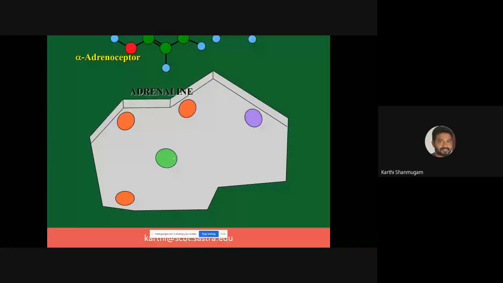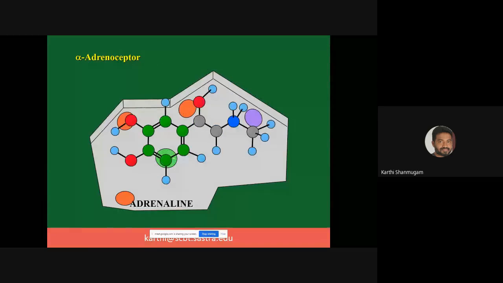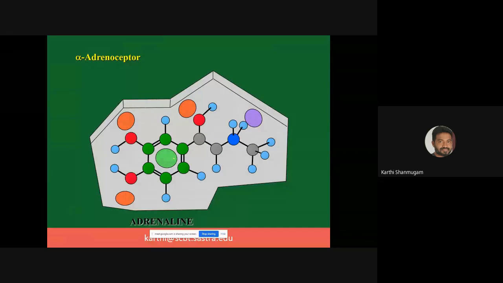Are you able to see it? Can we say adrenaline is well fitted inside the alpha receptor? Can we say it has shape complementarity with the binding site architecture of the alpha receptor? Yes or no? Is it having binding complementarity? Because in the previous slide I showed the various binding regions in the receptor, so can you check for the binding complementarity?